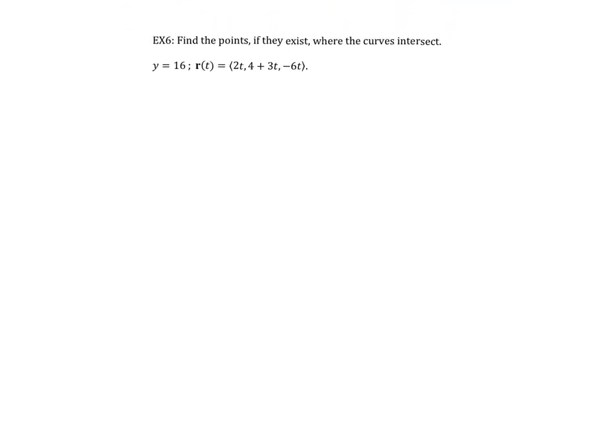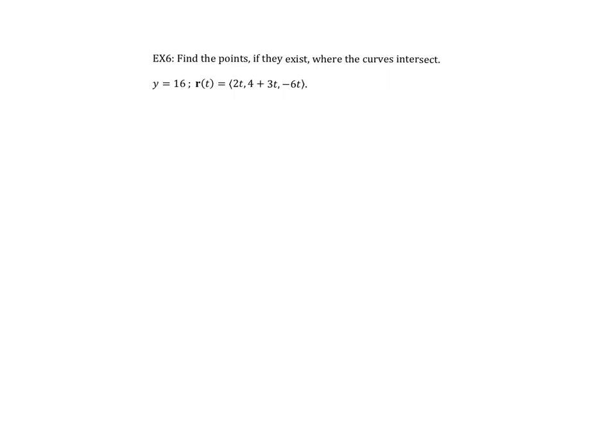Something else that might come up in this section is finding the intersection of different curves. In example 6, I have y equals 16. That's a plane. It's not a line because we're in three-dimensional space now. And then r of t is a line in vector form. So since my first equation says y equals 16, I'm going to write my r as x, y, z.